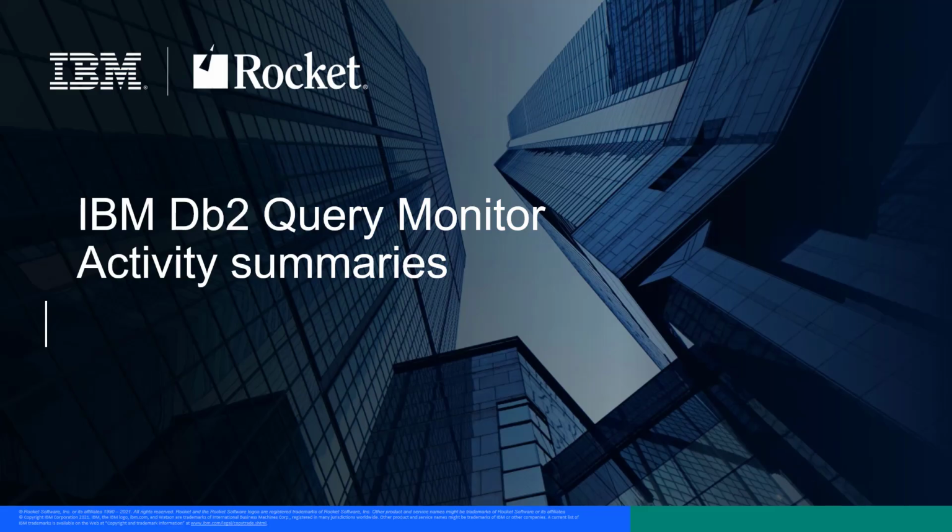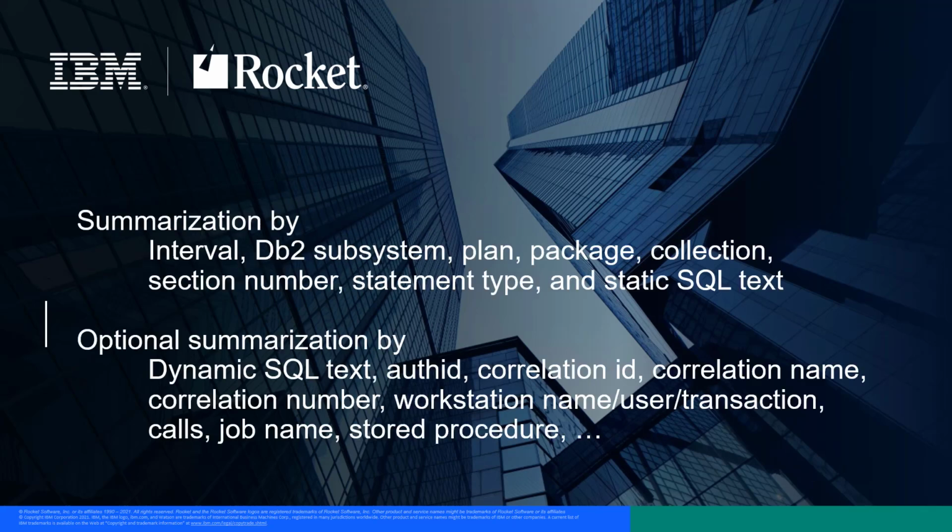Query Monitor activity summaries. One of the key features of Query Monitor is the ability to summarize performance data all the way down to the individual SQL statement. By default, Query Monitor will summarize per interval, Db2 subsystem, plan, package, collection, section number, statement type, and static SQL text. And this allows you to drill down all the way to the SQL text.